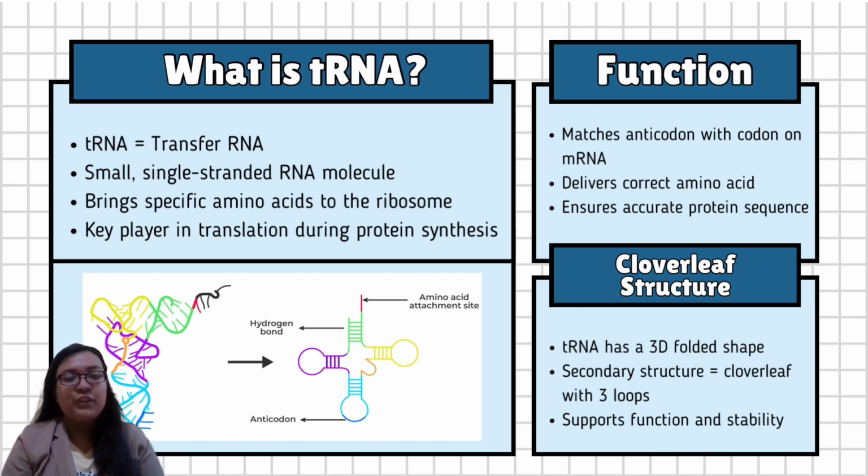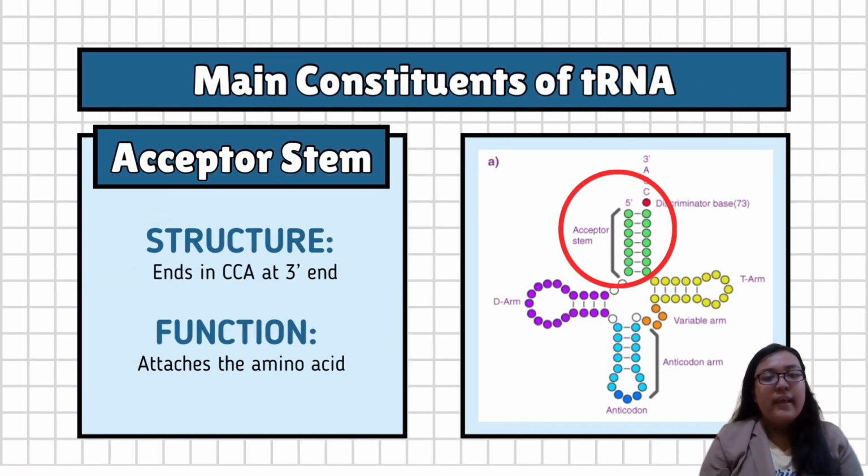The secondary folded structure of tRNA has three hairpin loops, giving it an appearance of a three-leaf clover. The main constituents of tRNA include the acceptor stem at the 3' end, which ends with a CCA sequence and is the site where the amino acid attaches.